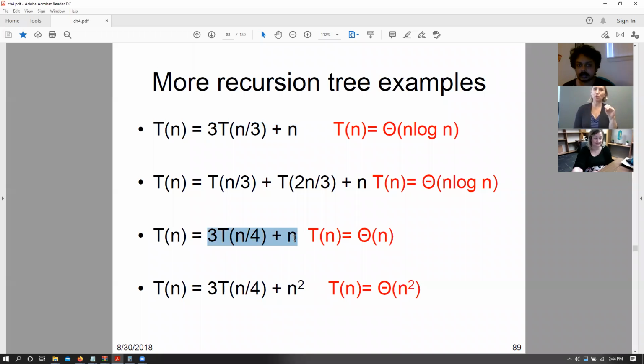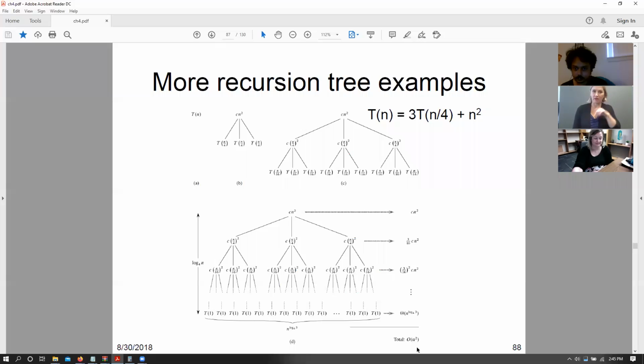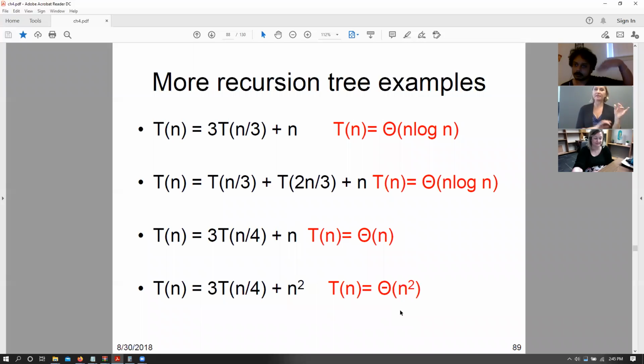Now we also looked at 3T n by 4 plus n. Every level we have n, but we did not look into that. But for the same reasoning that we had for n squared, we have a multiplicative factor that is reducing every time, because again it is going to be 1 plus 3 by 4 plus 3 by 4 squared plus 3 by 4 cubed and so on, right? So every time we have a reducing complexity times the complexity of merging, that is n, and that ends up being theta of n.